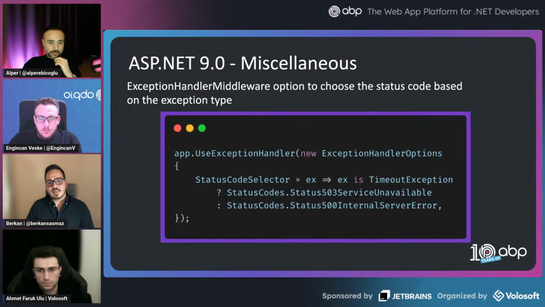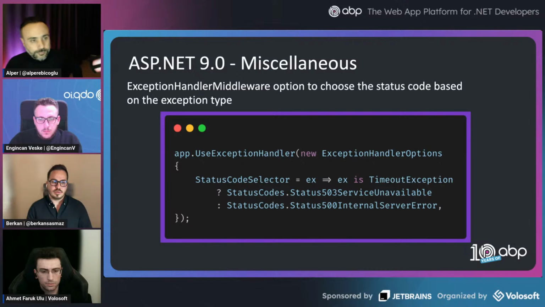Let's continue with exception handler middleware. In ASP.NET Core 9, developers can now configure the exception handler middleware to return specific status codes based on the type of exception. In the example, if a timeout exception occurs, the middleware returns a service unavailable status. For other exceptions, it defaults to internal server error.